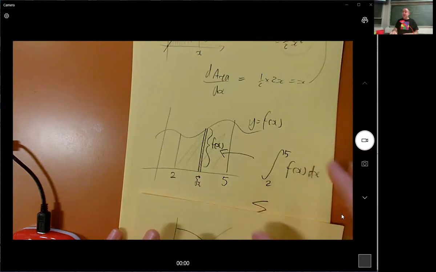So that's that. That's a definite integral. And if you draw a graph, then it will be the area, counting the areas below as negative.